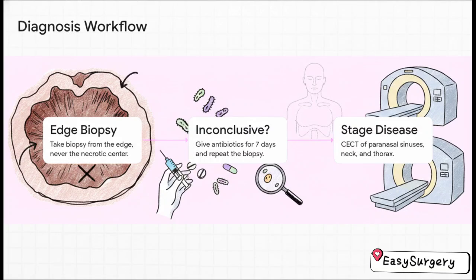Why? Because the center is just dead, necrotic tissue. It's going to give you zero answers. If the pathologist tells you the sample is inconclusive, it's usually due to a superadded infection. So your next move is 7 days of antibiotics, then repeat that biopsy. Once it's confirmed, you stage the patient using a contrast-enhanced CT of the paranasal sinuses, the neck, and the thorax to see exactly where this thing has spread.